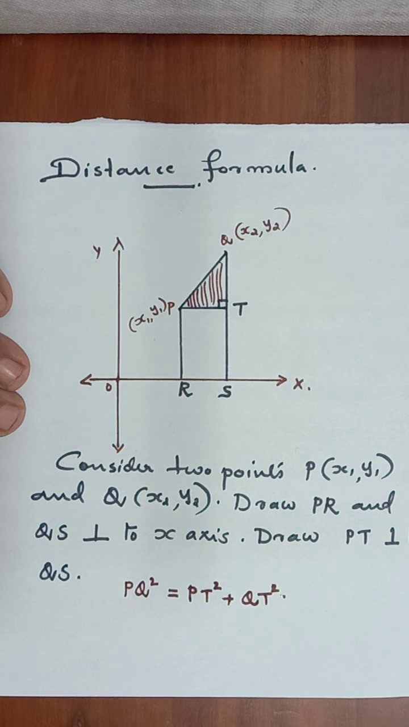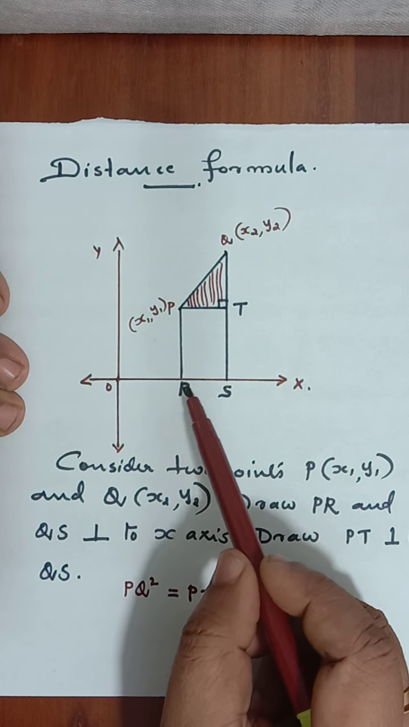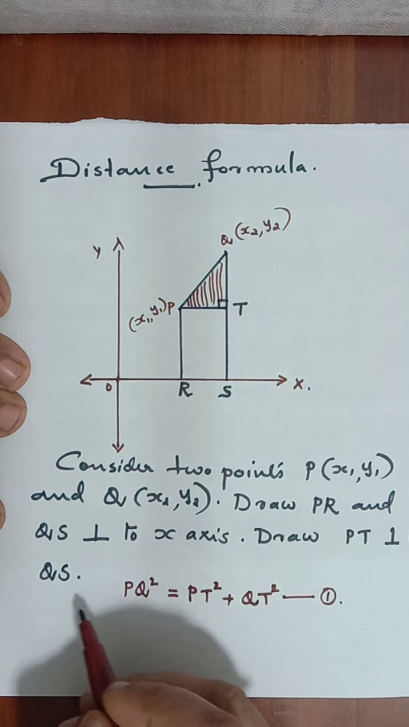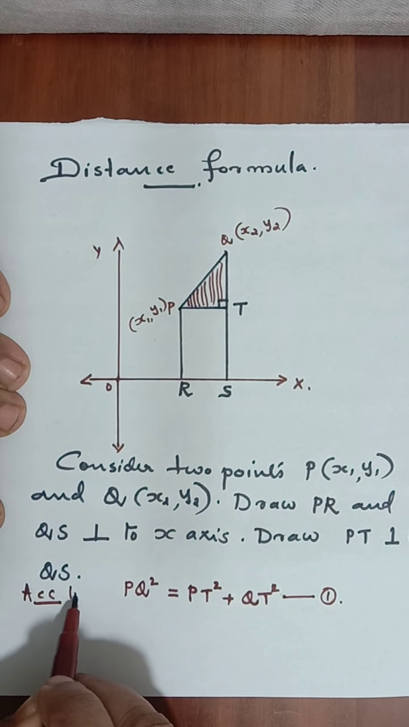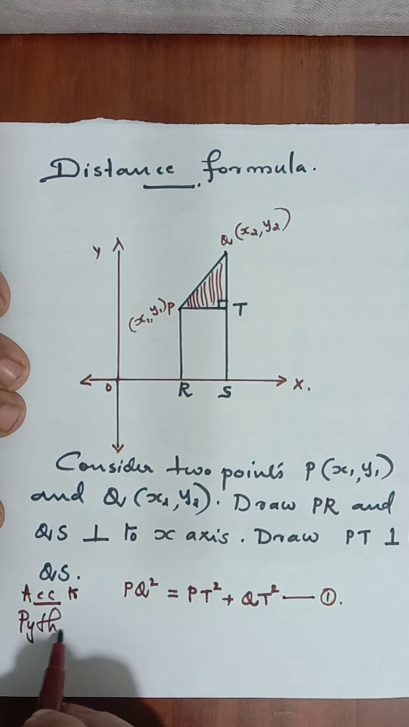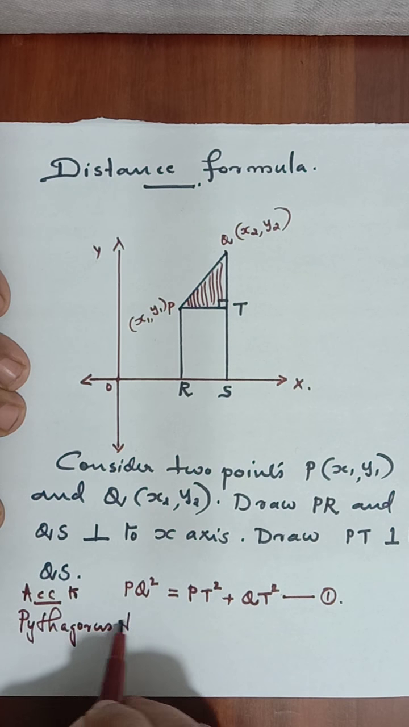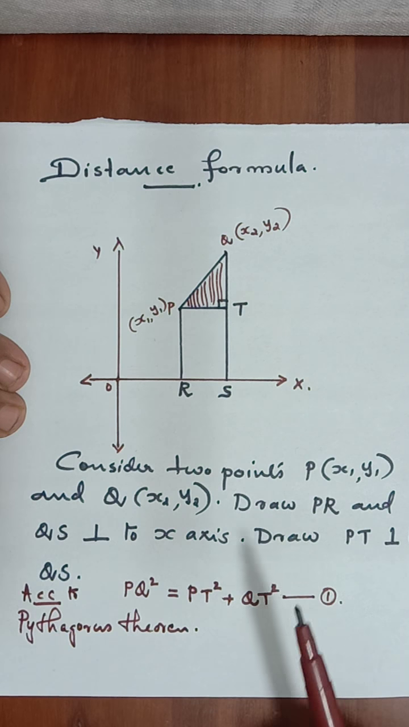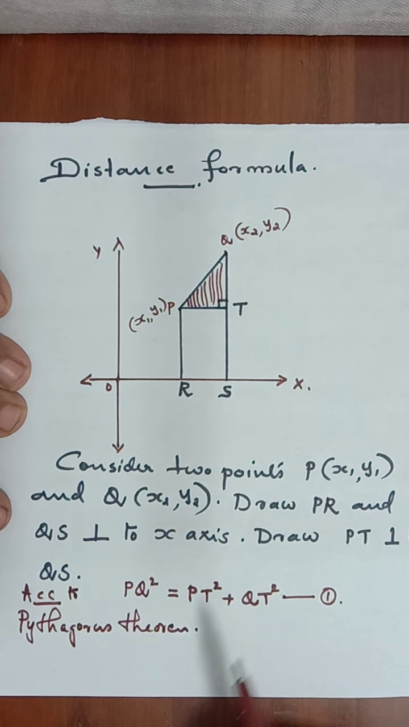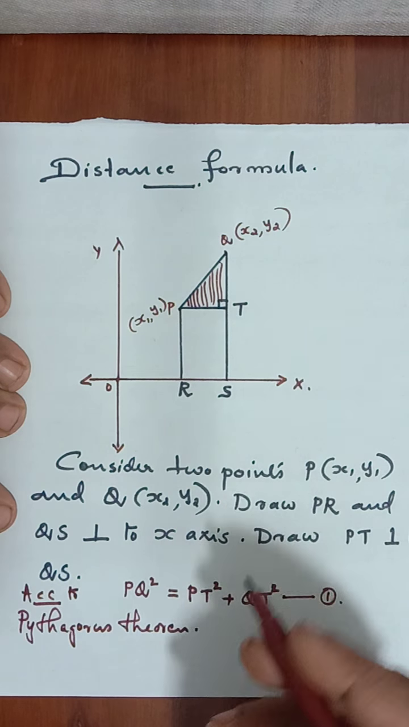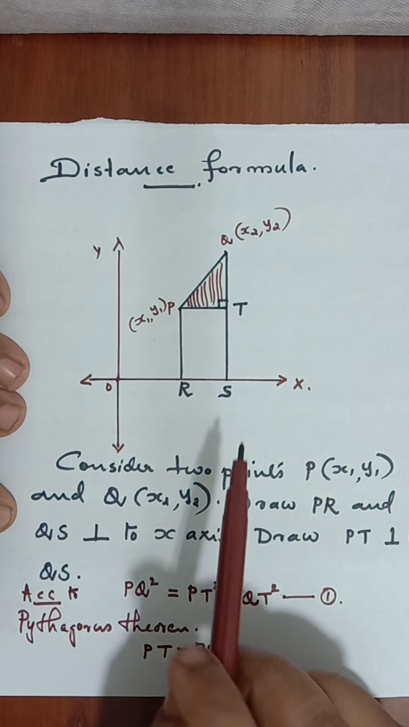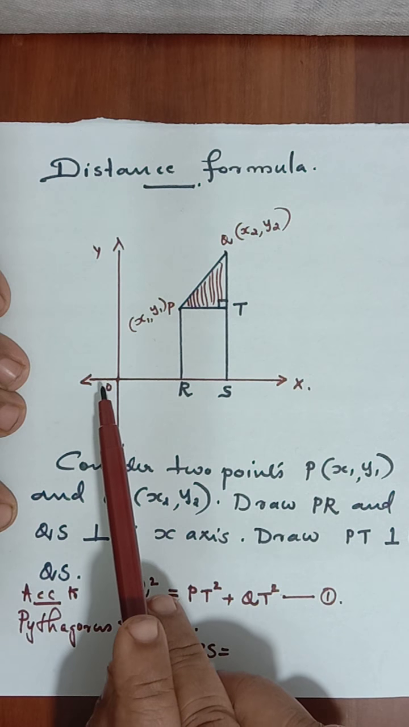So let us find each value. What is this PT? What is this QT? Let this be the first equation according to the Pythagoras theorem. Now let us find out what PT and QT are. Is PT equal to RS? We know that PT equals RS. What is RS equal to? With respect to the axis we have to get it.